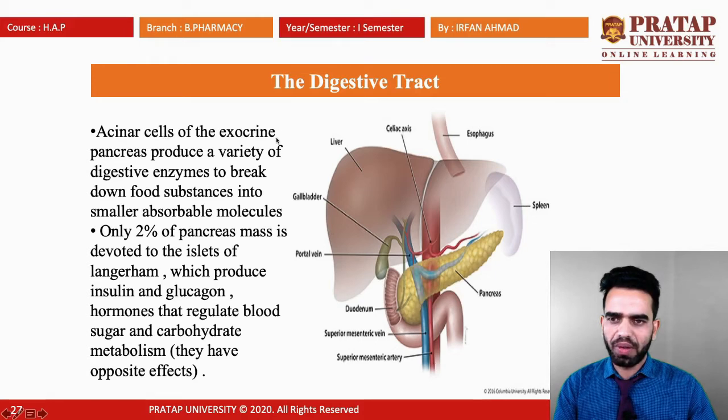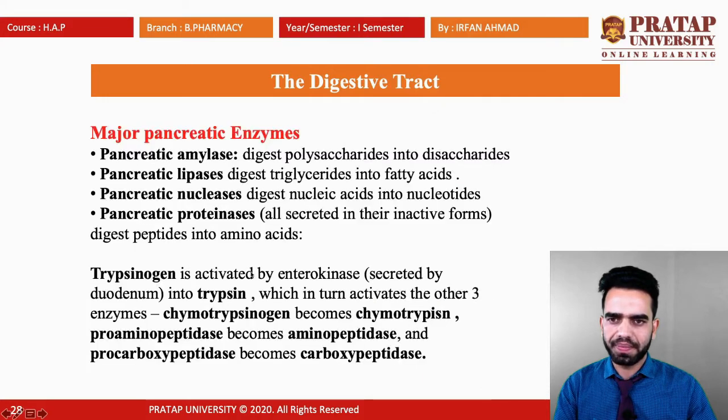Acinar cells perform the exocrine functions, and they produce a variety of digestive juices which help to break down food substances into smaller absorbable molecules. Only 2% of the mass is endocrine. That is devoted to the islets of Langerhans, which are the main cells producing insulin and glucagon that regulate the human blood sugar level and carbohydrate metabolism. So both glucagon and insulin are there.